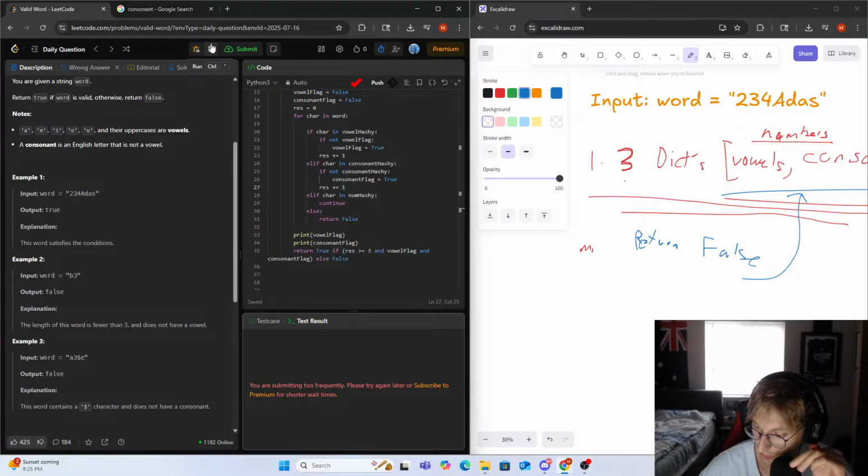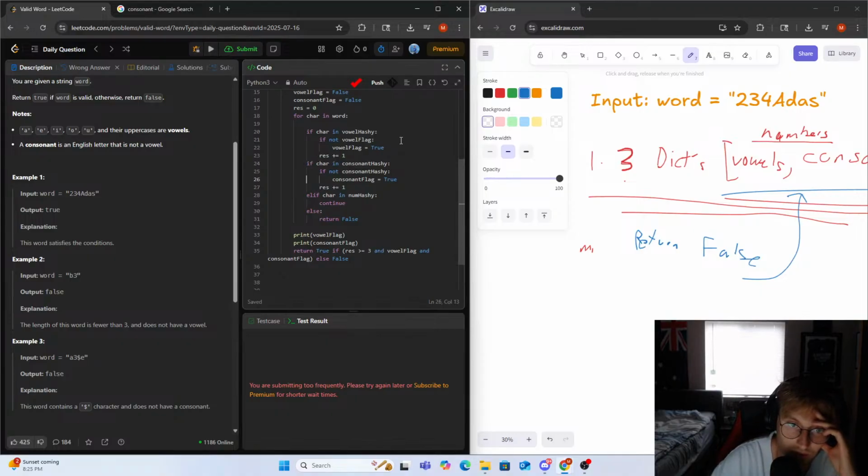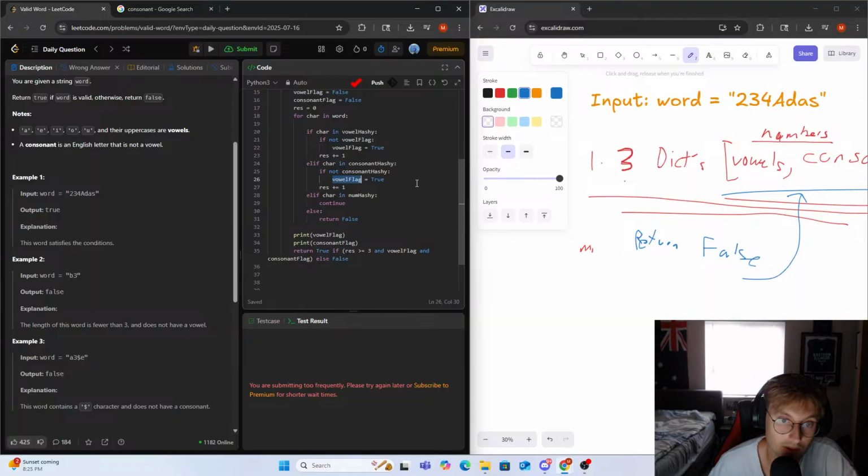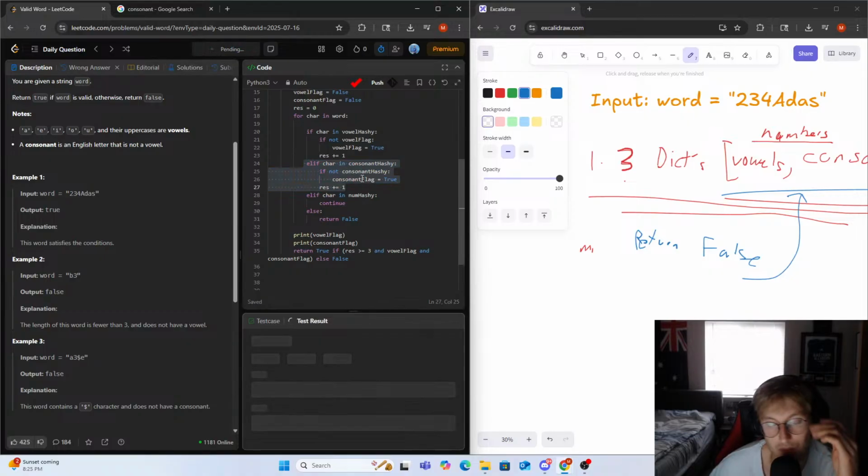You could evaluate each condition one by one. I could. That is true. If all the conditions are true, then true. Yeah, that is true. I could. Let me just see if this works. Consonant flag. Okay, wait. Let me just see what I'm looking at here.